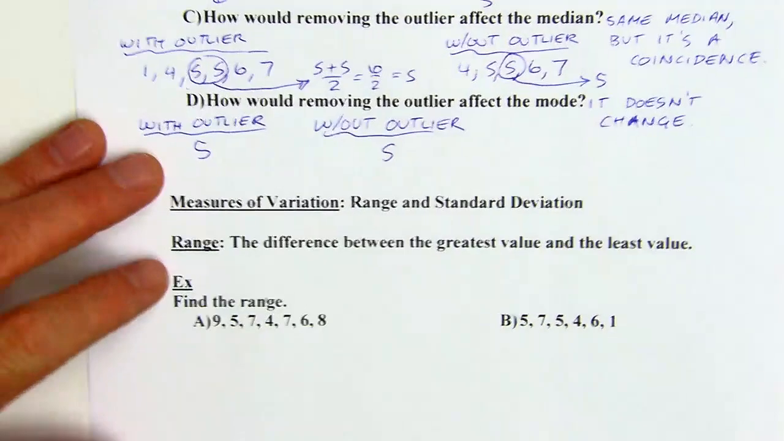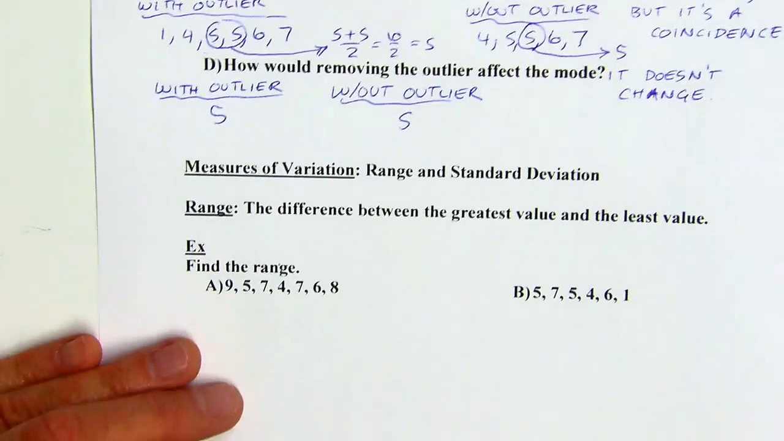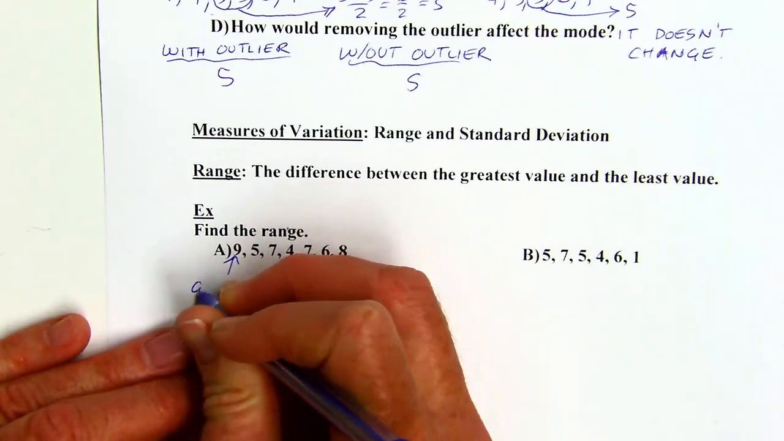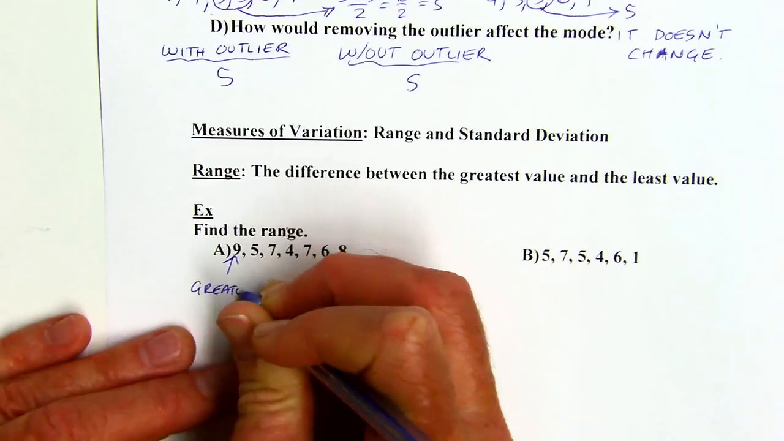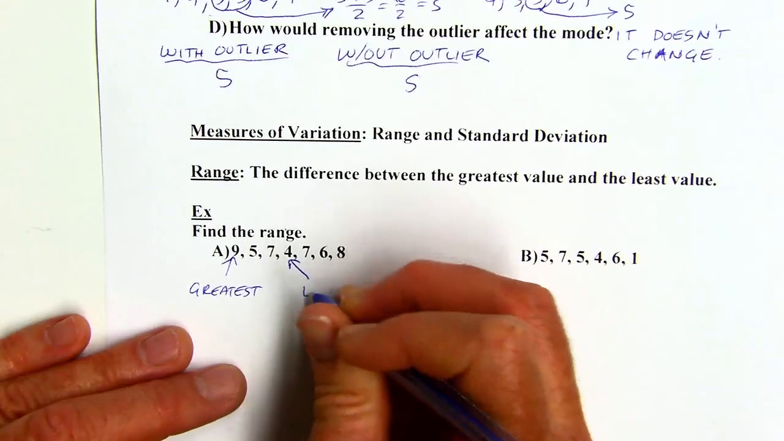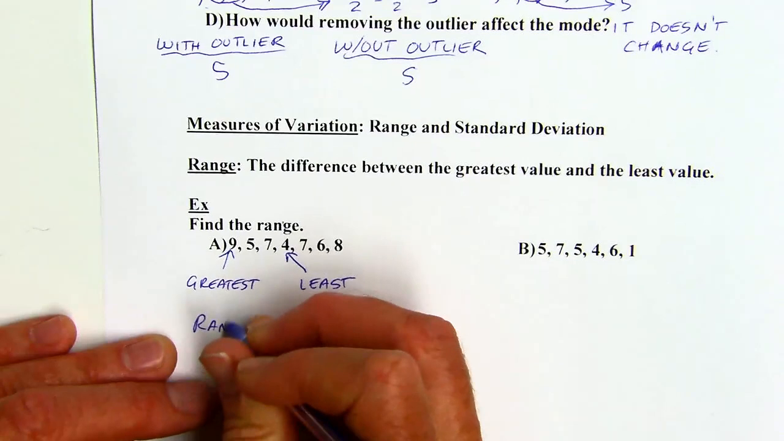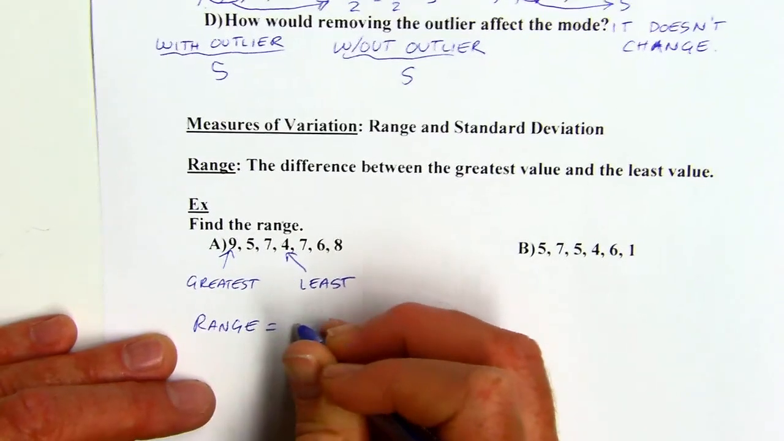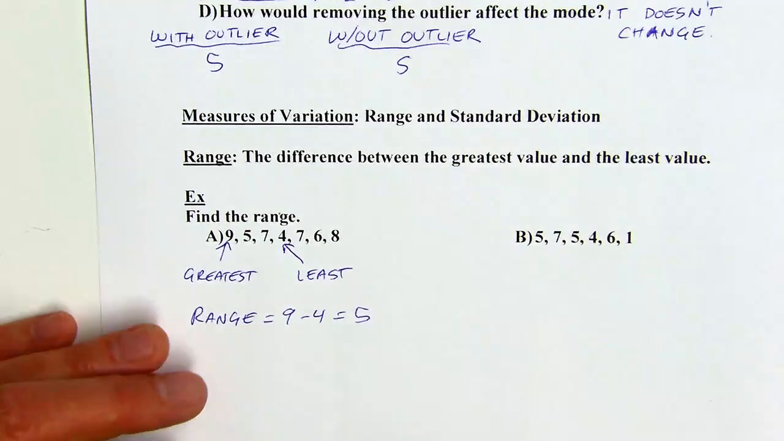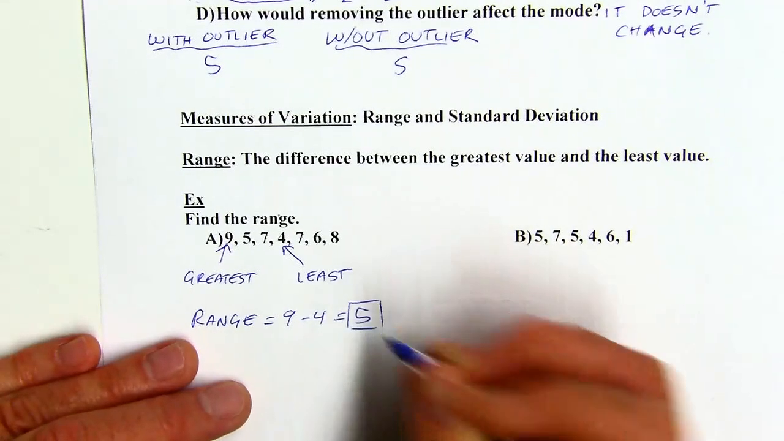Okay, so let's start with range. So the range is going to be the difference between the greatest value and the least value. So in this list, the 9 is the greatest. Okay, and let's see, the 4 is the least in this list, right? So all I have to do to find the range is take my biggest number minus my smallest number. That's going to give me the difference between those two. So there's a range of 5. Okay.